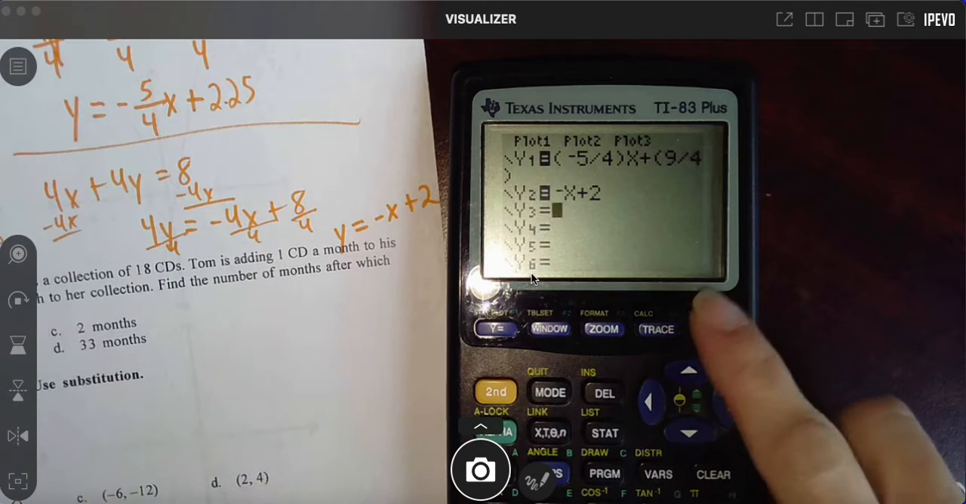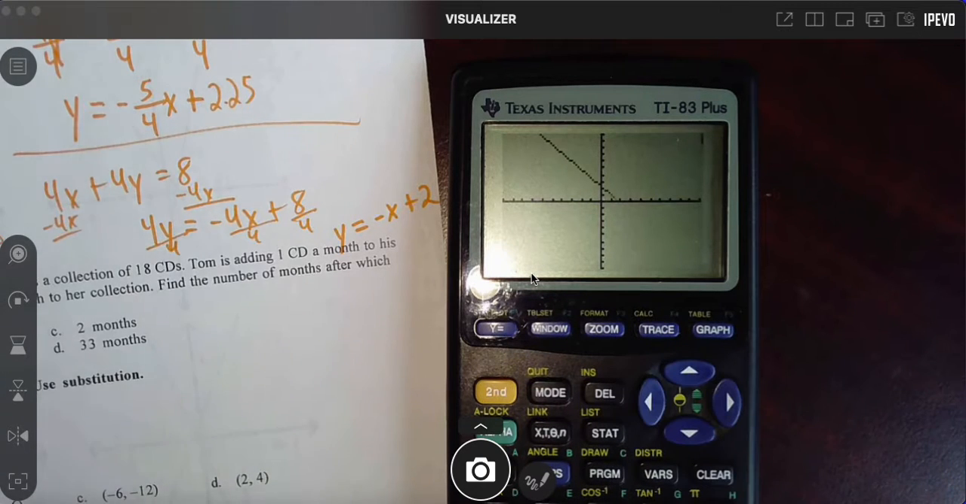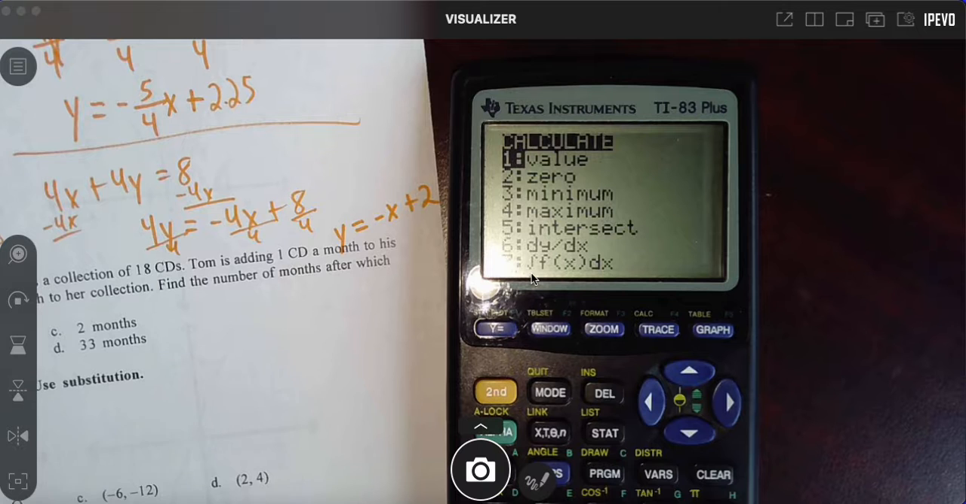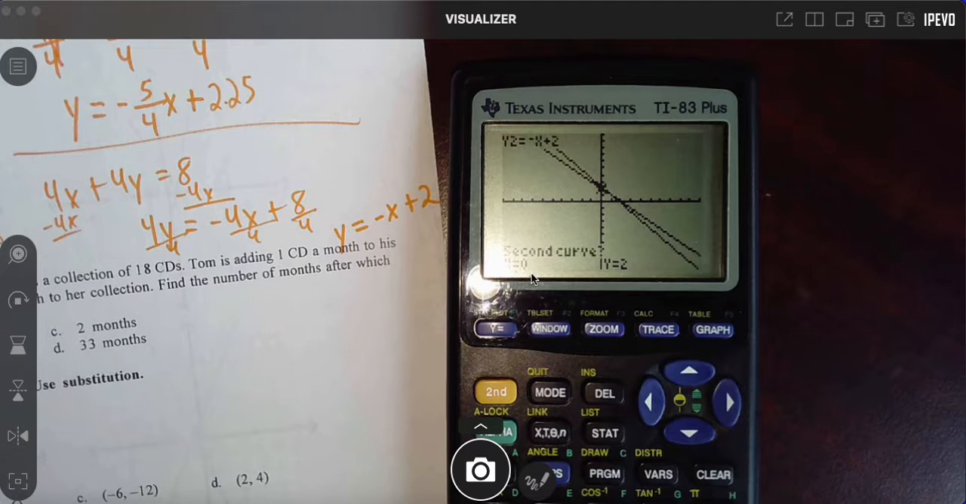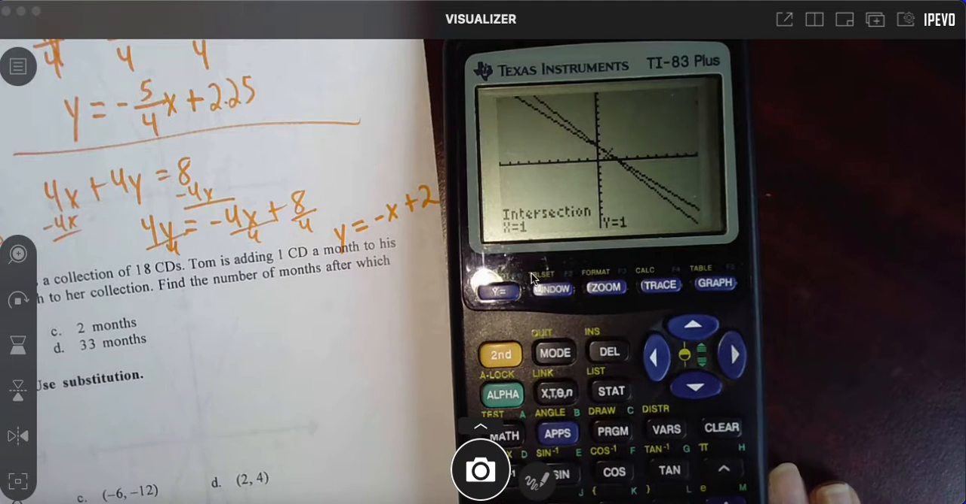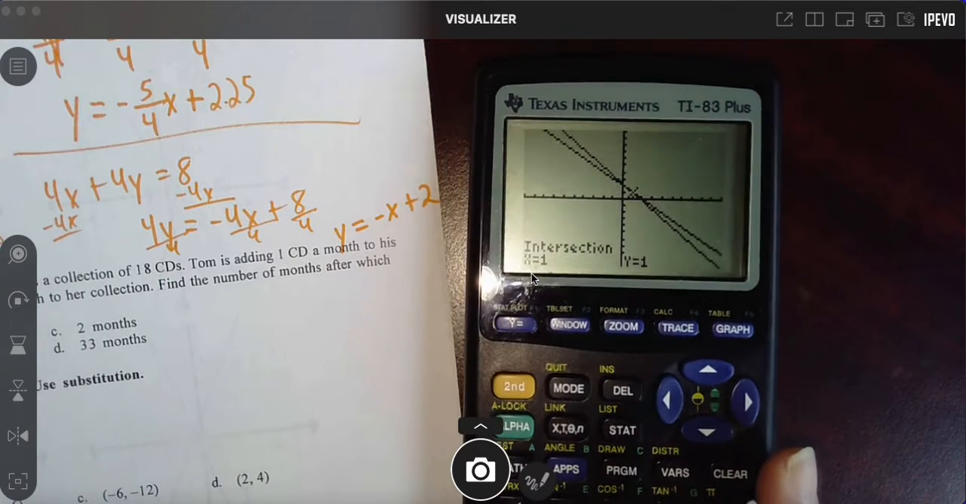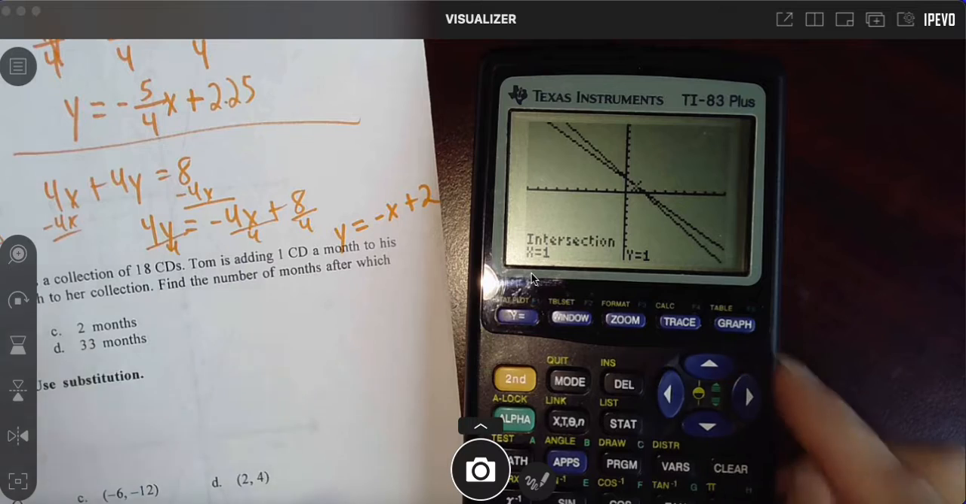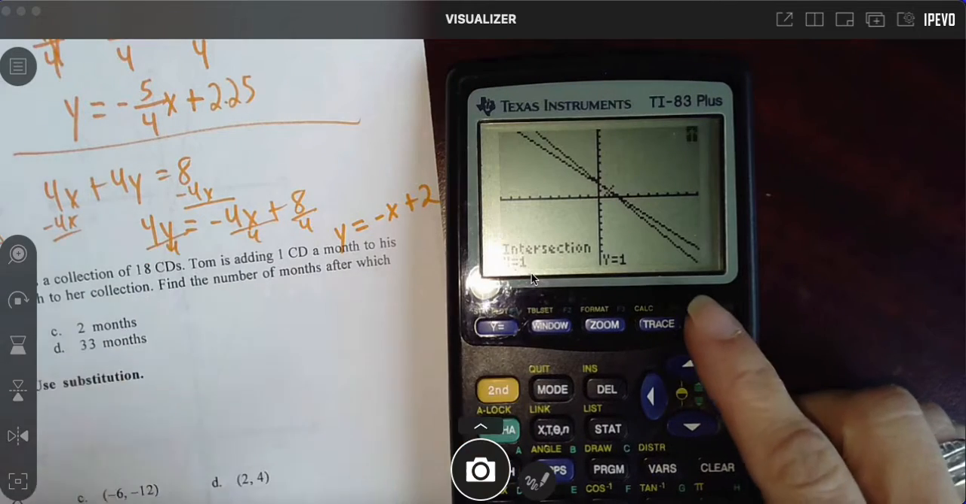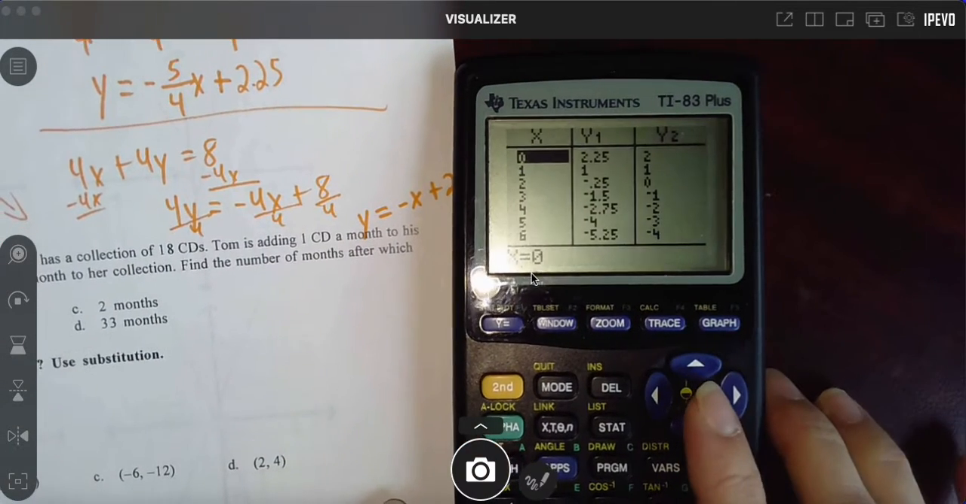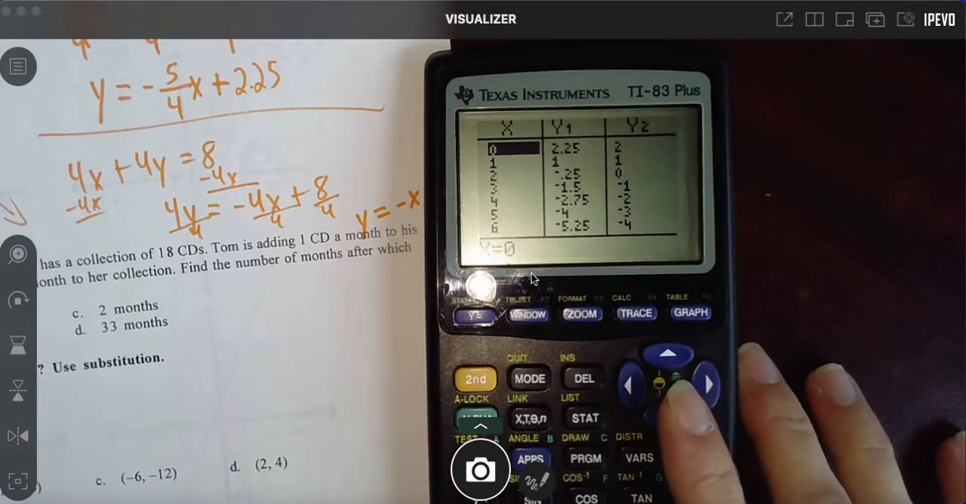Now when I press graph, it's going to look like my picture that I drew. Right? It looks very similar. And I'll go ahead, let me find where they intersect. Second, trace, number 5, enter, and guess what? It gives me 1, 1, which is what I got. But let's say I didn't really know how to graph that 2.25. If I press second graph, it gives me a bunch of numbers in a table.